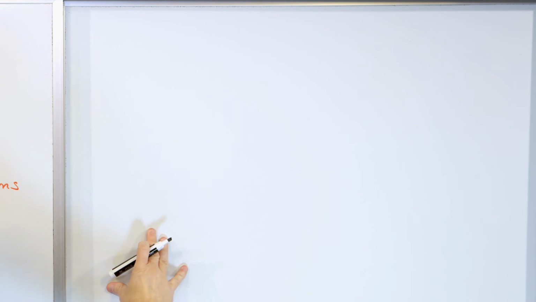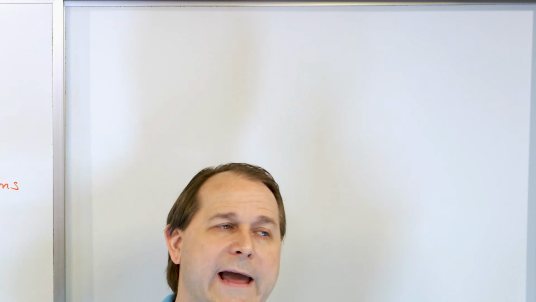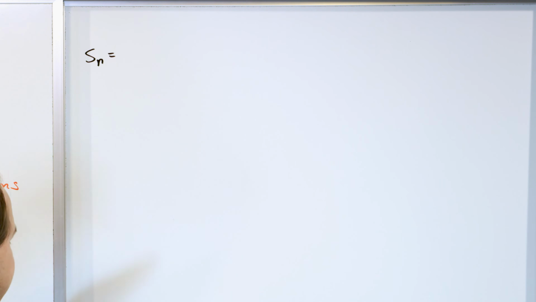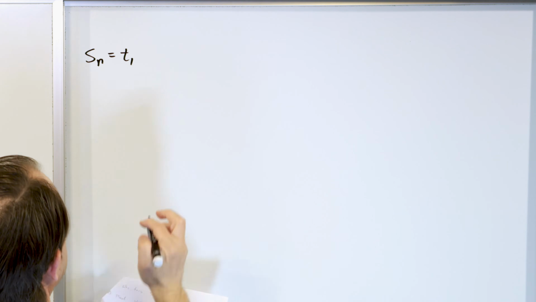Right? First thing I want to do is write down the series 2 times. The first time I'm going to write it down the regular way, and then I'm going to walk you through what we're going to do after that. So the nth partial sum is going to be a bunch of terms that we're going to add together. What are those terms going to be? It's going to be the first term, that's always t sub 1.